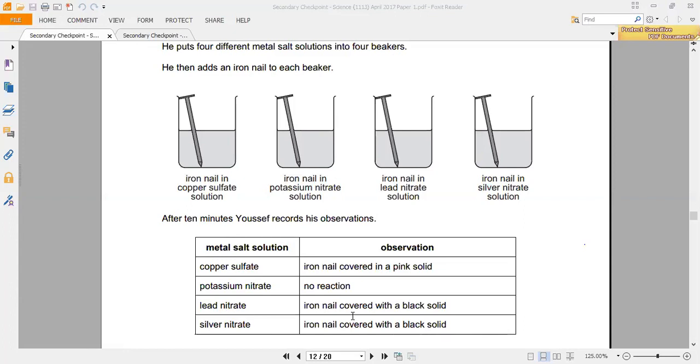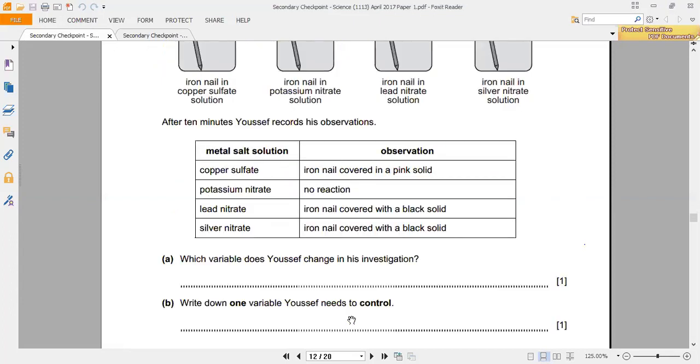Lead nitrate, the observation, iron nail covered with a black solid. Silver nitrate, the observation, iron nail covered with a black solid. Now number A, which variable does Yusuf change in this investigation?